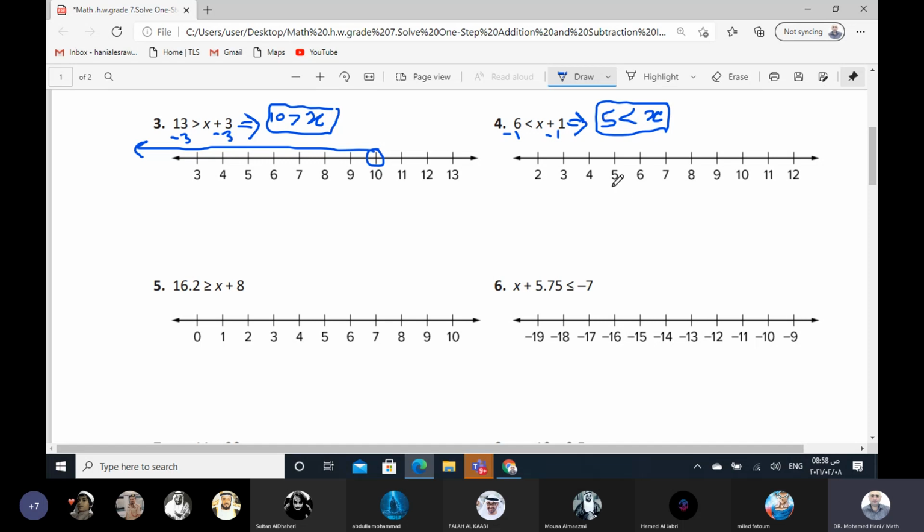Represent 5. This is 5. We don't have equal in the sign, so unshaded circle. Then x greater than 5. x greater than 5 means the arrow here to the positive side, to the infinity. This is the area of the solution.